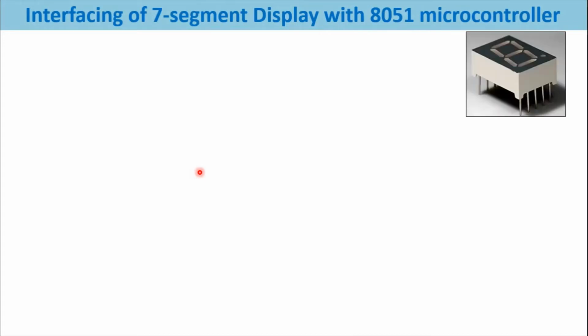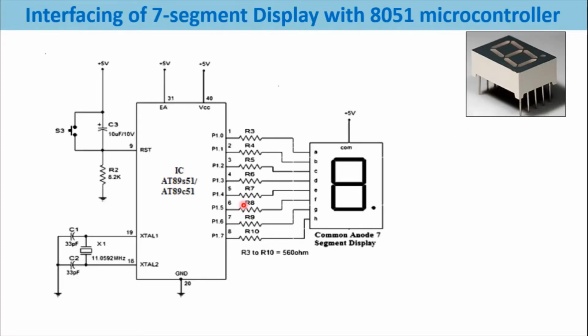Now let us interface the LED 7 segment display with 8051 microcontroller. This is how a single digit LED 7 segment display module looks like. This shows the interfacing diagram of a single digit LED 7 segment display with 8051 microcontroller. LED 7 segment displays are of two types. One is common anode and another is common cathode. Here common anode type of display is shown.